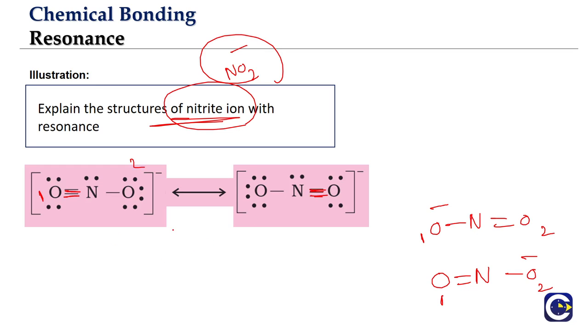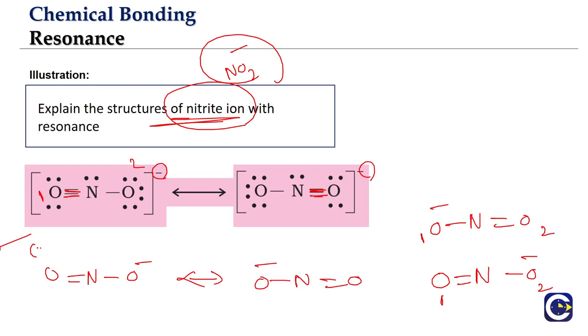Remember, when we are representing the Lewis diagram, we always try to keep the overall charge on the total entity. Otherwise, we can also write it like this: N single bond O minus, double bond O. If you write it like this as the 2 possible canonical structures, this is also accepted. So this is what we have in terms of the resonance phenomena that can exist in the nitrite ion.